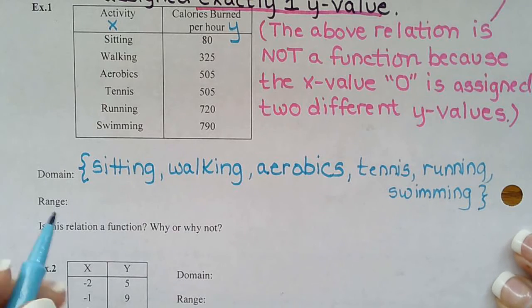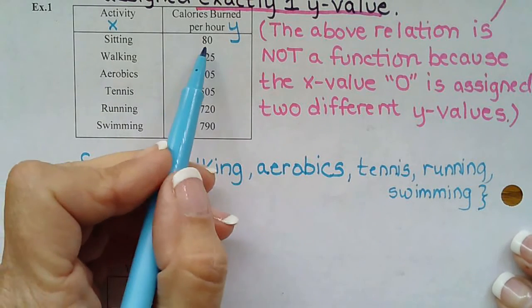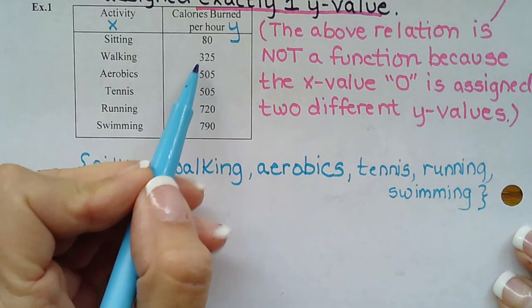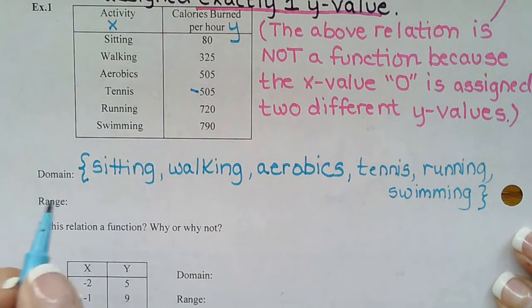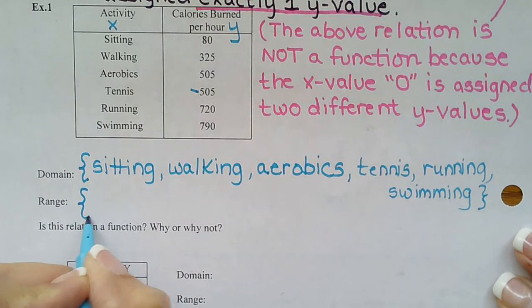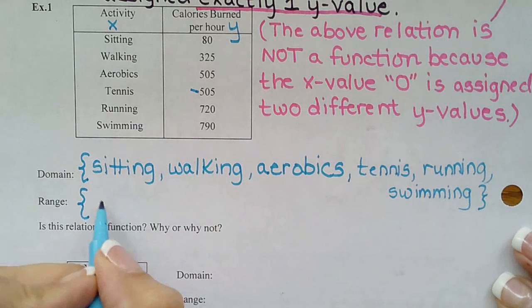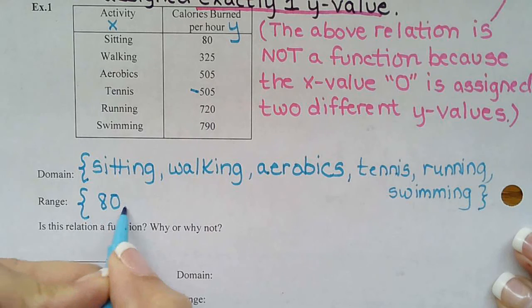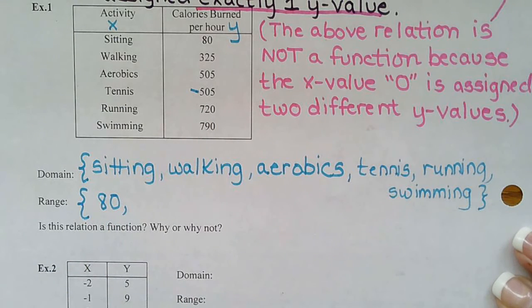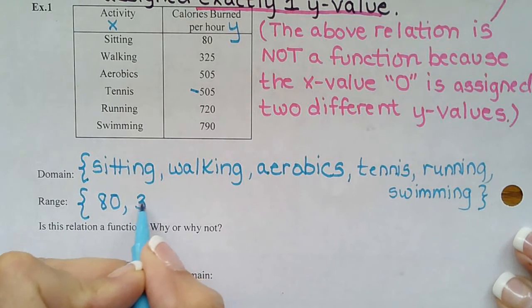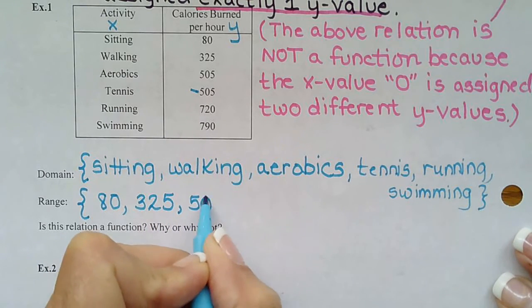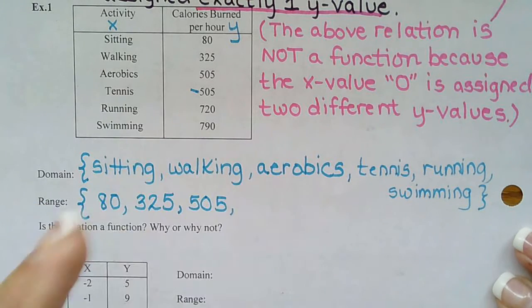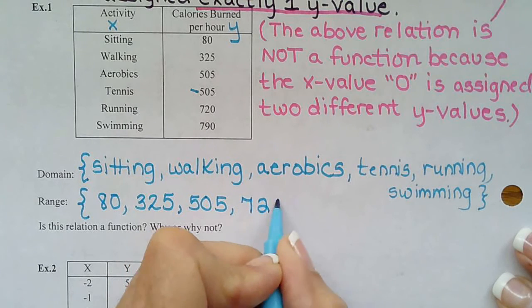Our range, remember, are the Y values. You can look up at your definitions above. So remember, we can't repeat. Is there anything repeated in this list? Yes, so we won't list that one. I think everything else is its own. So again, the range is the set of Y values, so we need to list each. And I always get a question at this point, does order matter? No, I usually just put it in the order of the problem. So 80, 325, 505, don't list 505 again, 720, 790.